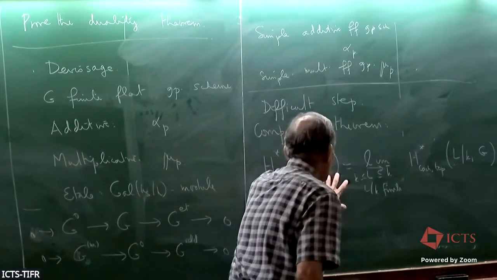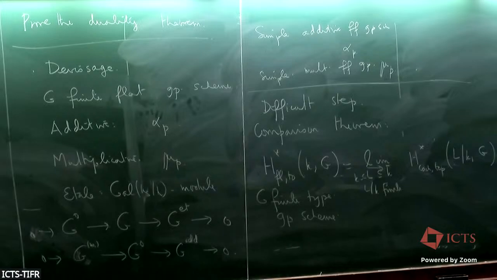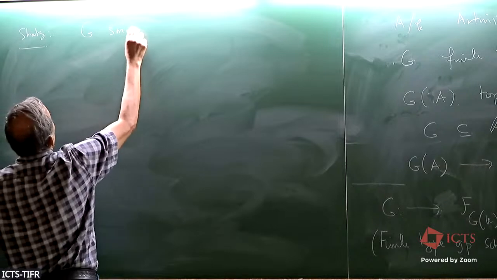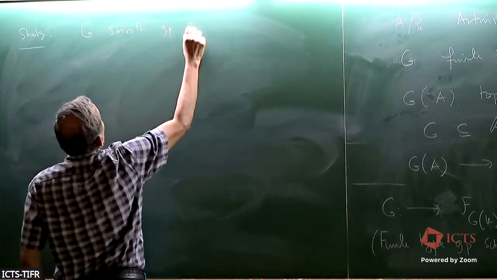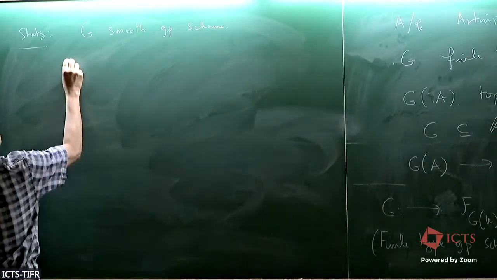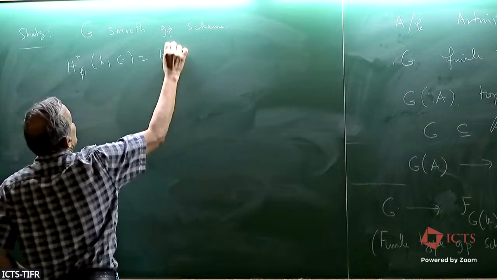So as a corollary for this, some of these things, of course, one has to do in a topological context, and that gives us additional work to be done. Even Shatz himself says that if G is a smooth group scheme, then one can work with H star flat of K, G, which is the same as H star étale of K, G.